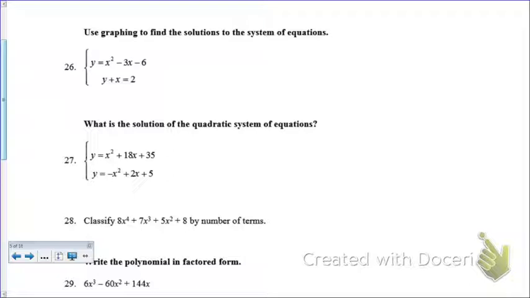For 26 it says use graphing to find the solutions to the systems of equations. You're just going to plug these into Desmos, and you're going to look for the points of intersection. What you're going to get is a parabola for the first graph, and for the second equation, you're going to get a straight line.